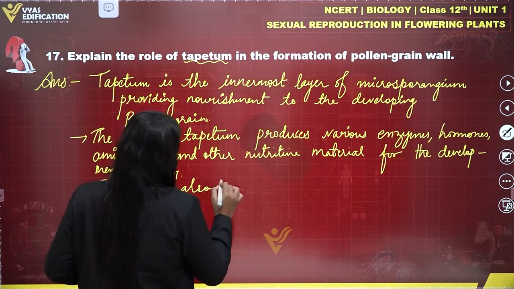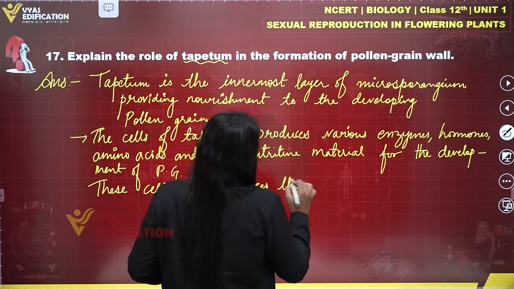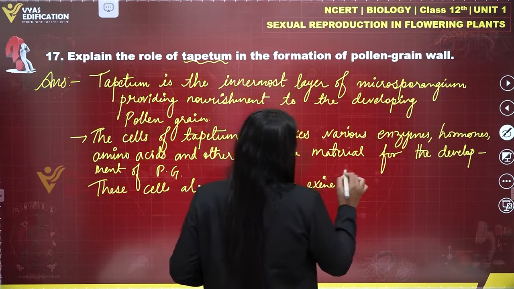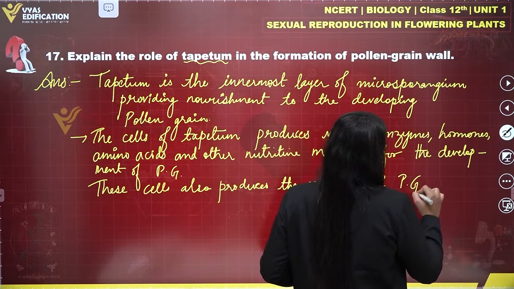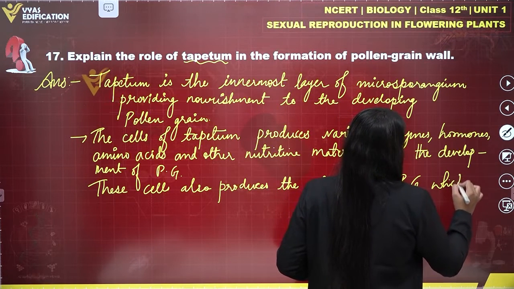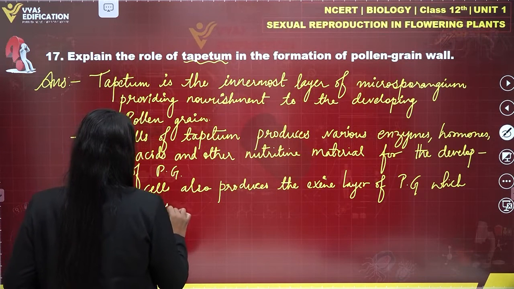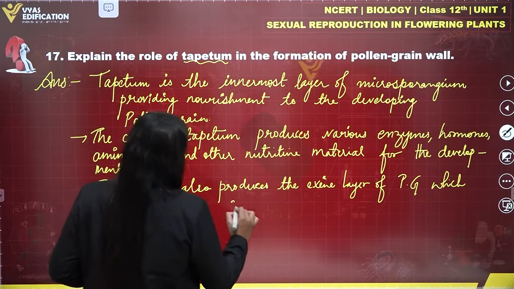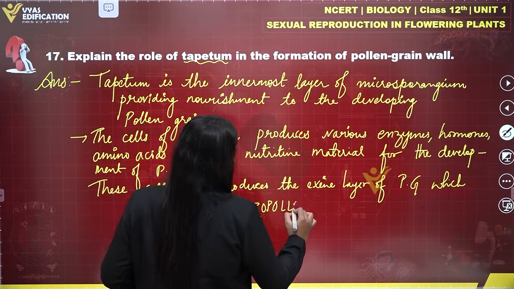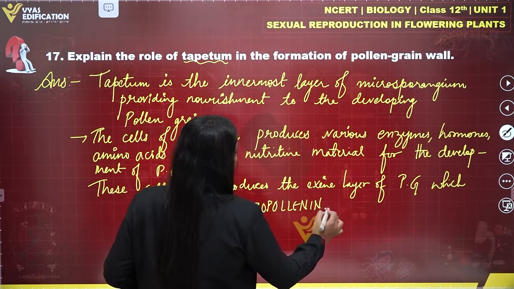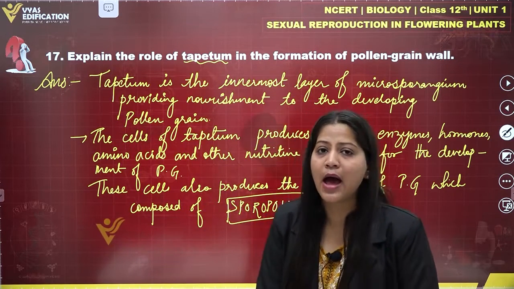These cells also produce the exine layer of the pollen grain, which is composed of sporopollenin, which is the most highly resistant material in nature ever known.